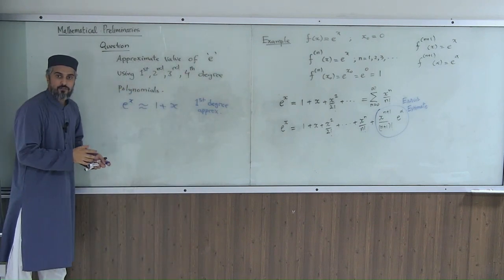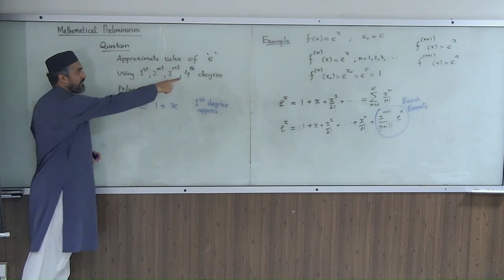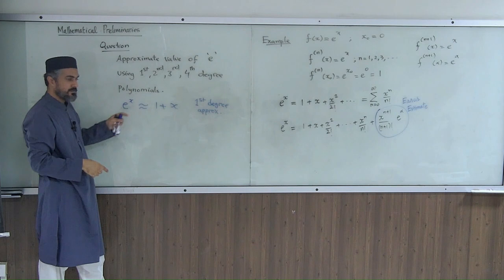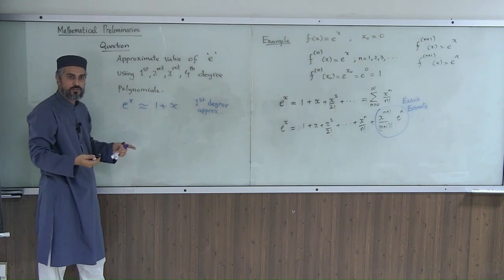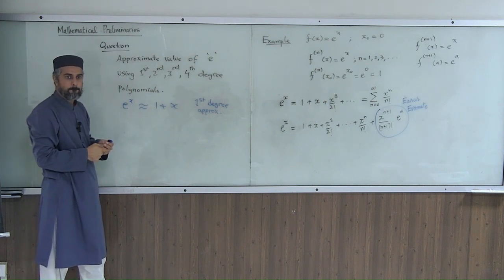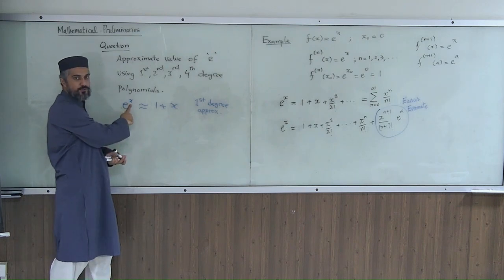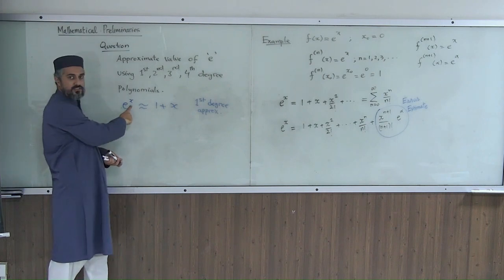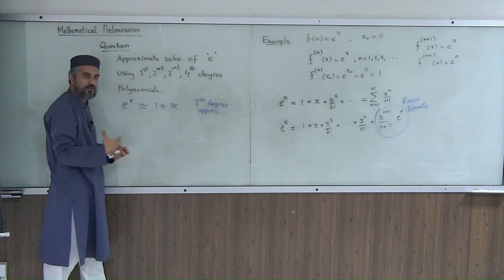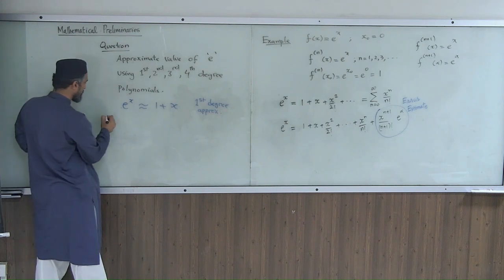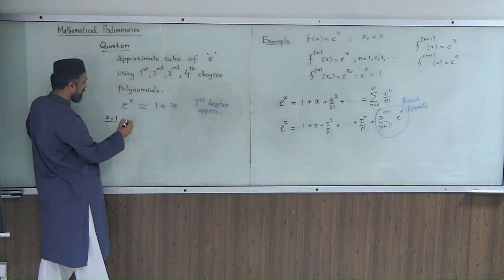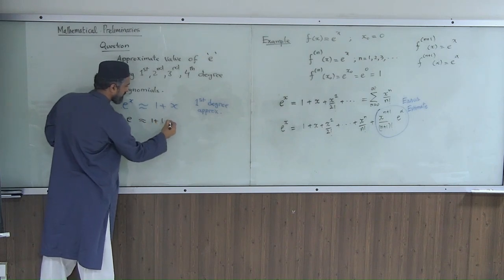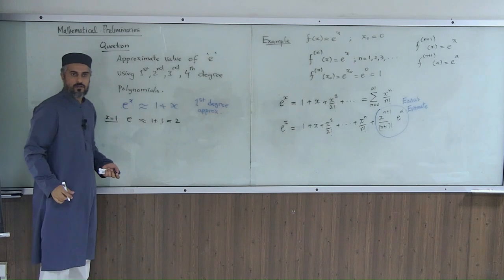Now we wish to have the value of e. How can I have a value of e? By plugging in the x value. What is the value I need to plug over here? I need the approximate value of e. What is the value of x I need to plug here? It's 1. So let's use x equals 1. If I use x equals 1, e will be 1 plus 1. So this is 2.